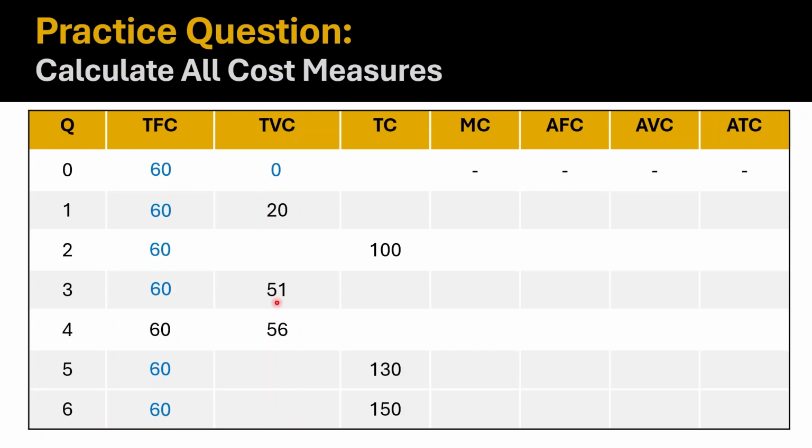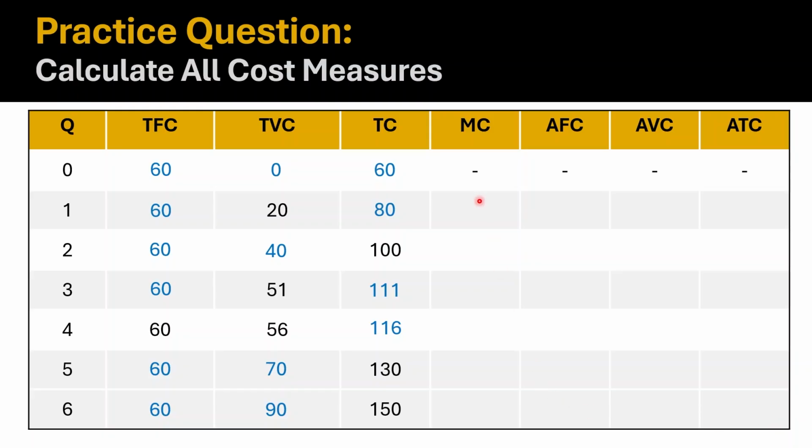Next, we know the formula TC is equal to TVC plus TFC. So it means I can find TVC wherever TC is given. So TVC would be TC minus TFC. So in this case, for 2 units of output, it would be 100 minus 60 is equal to 40 and so on. Now TC becomes easy to calculate. Great. I can put TC as sum of TFC plus TVC. We get all the values for TC.